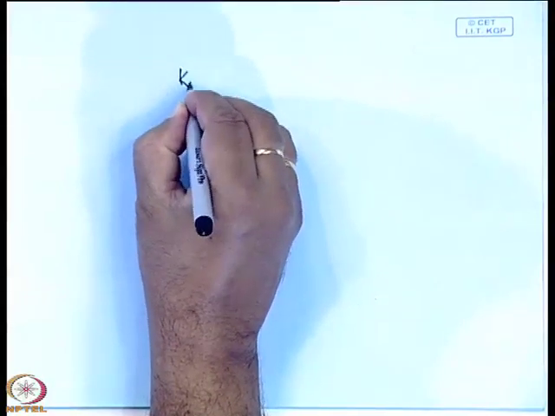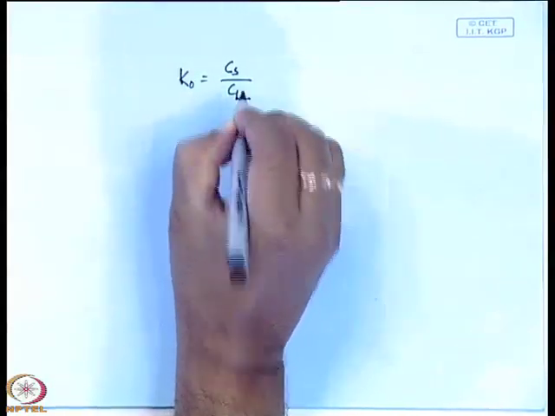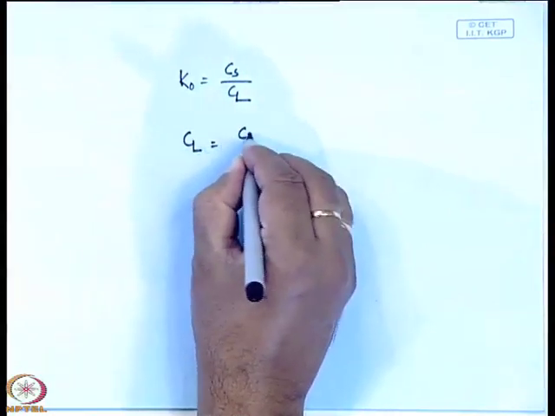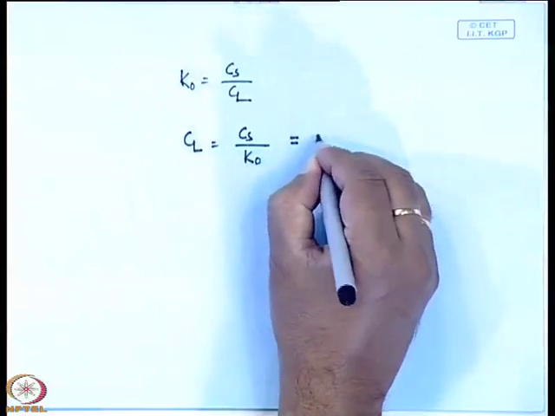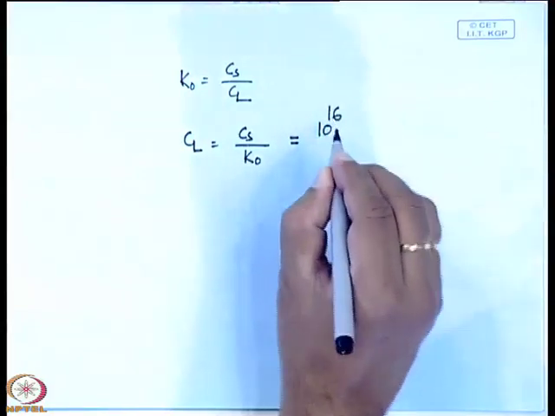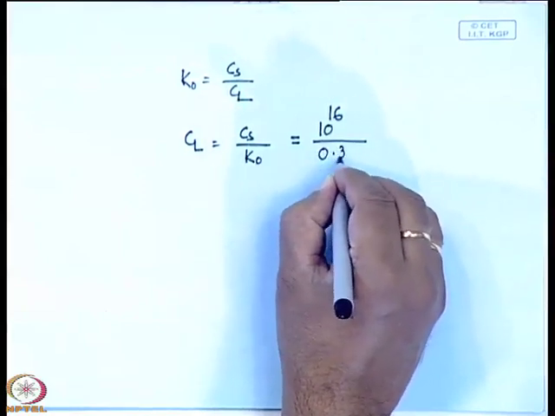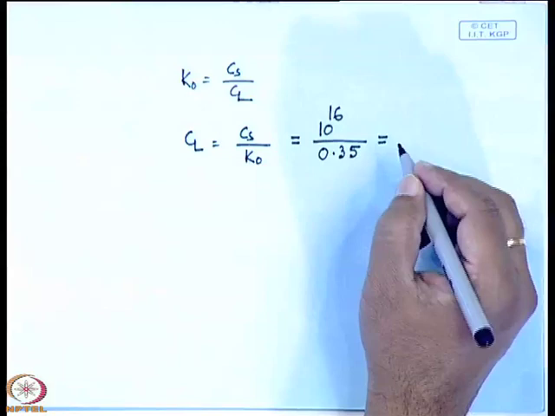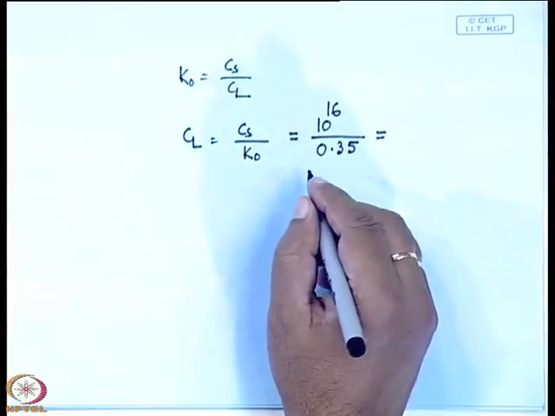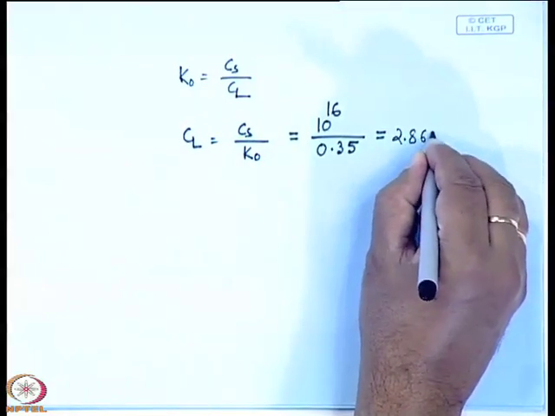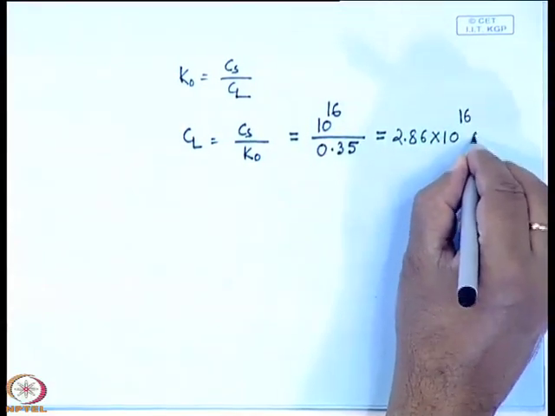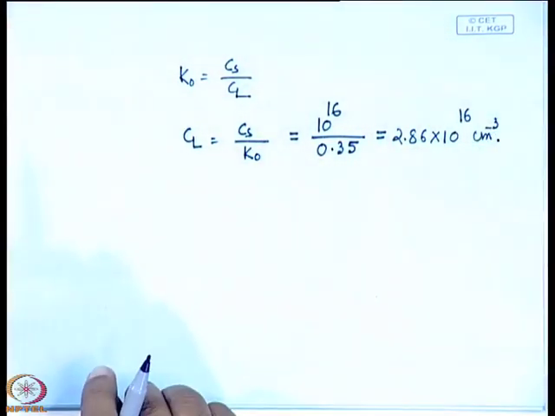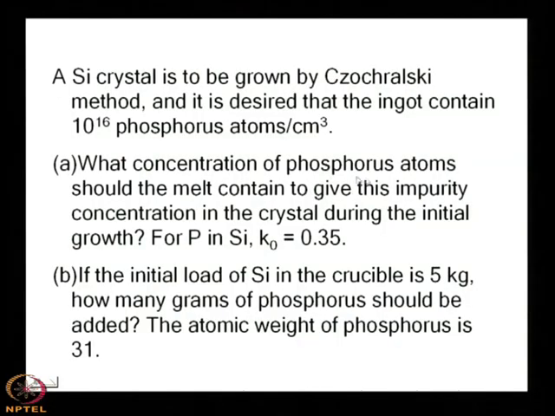C s by C l equals k 0, or C l equals to C s by k 0. C s is given how much? 10 to the power 16 by k 0 is 0.35. So, how much? It comes out to be 2.86 into 10 to the power 16 centimeter cube inverse. Yes, C s is given. Question is, what concentration of phosphorus atom should the melt contain? Melt.